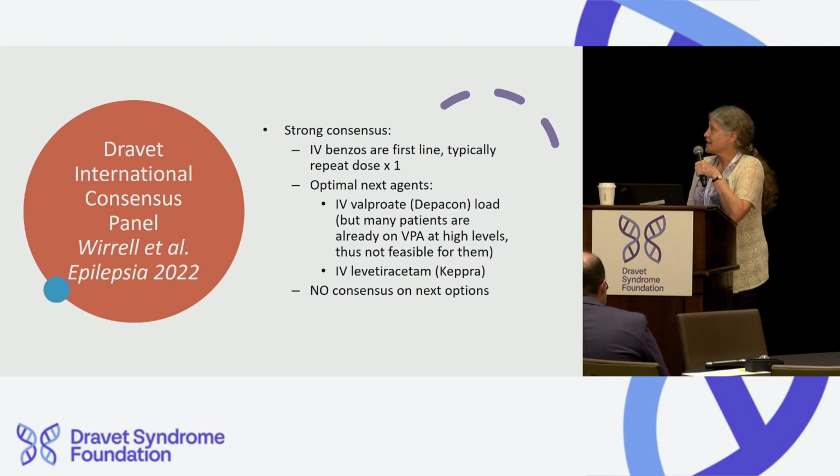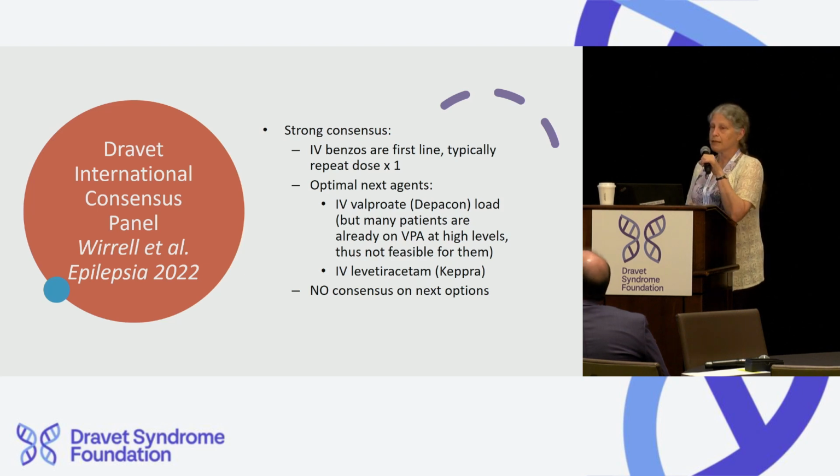Looking at the international consensus panel that we just published, there was pretty strong consensus. First line, intravenous benzodiazepines. Persons generally would have gotten a rescue dose of benzodiazepine at home. When they come into hospital, they should be given another full dose of benzodiazepine IV. The next agents that people agreed on were either IV valproate or IV levetiracetam. The issue with IV valproate is many patients are already on valproate and their blood levels are at the upper end of the range, so in those situations, you cannot give them another load. That's not going to be an option for those patients.